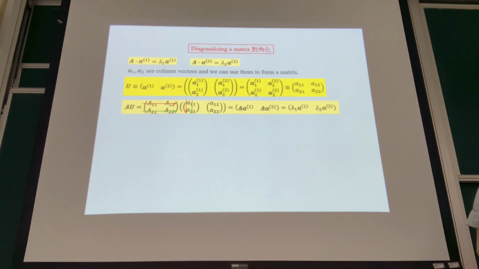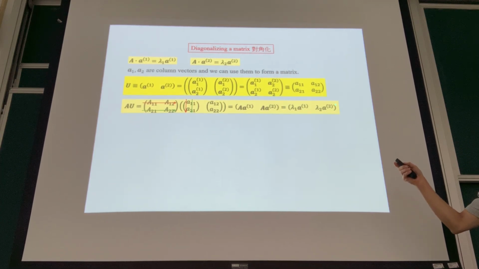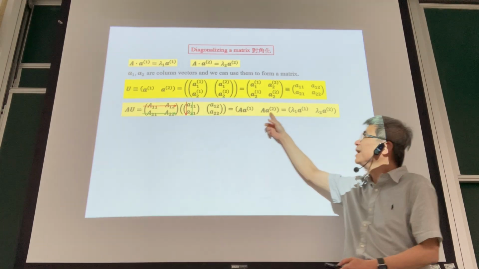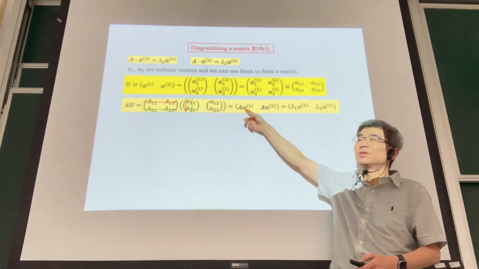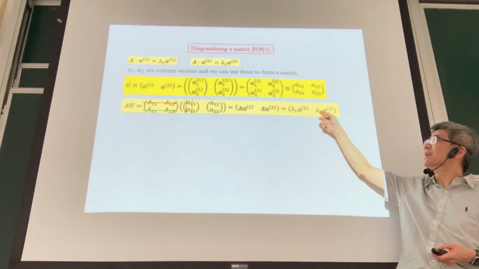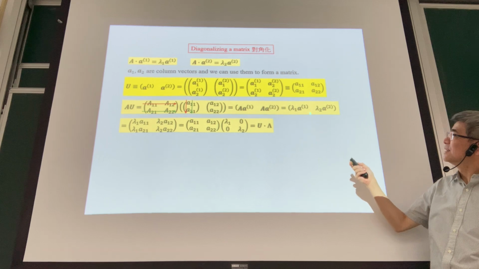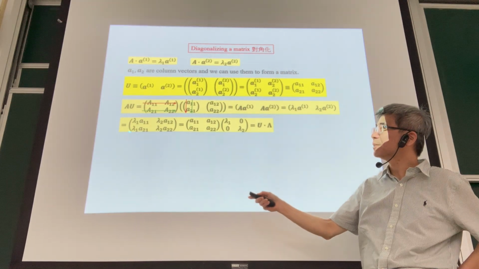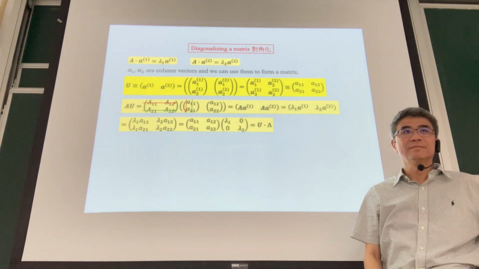Why am I doing this? The reason is simple. It is lambda 1 A1, lambda 2 A2. Because A1 is the eigenvector of A. A2 is the eigenvector of A. Therefore, when you multiply A to A1, it is actually equal to a number multiply A1, and a number multiply A2. And it is easy to show the elements of this matrix is lambda 1 A11, lambda 1 A21, lambda 2 A12, lambda 2 A22.